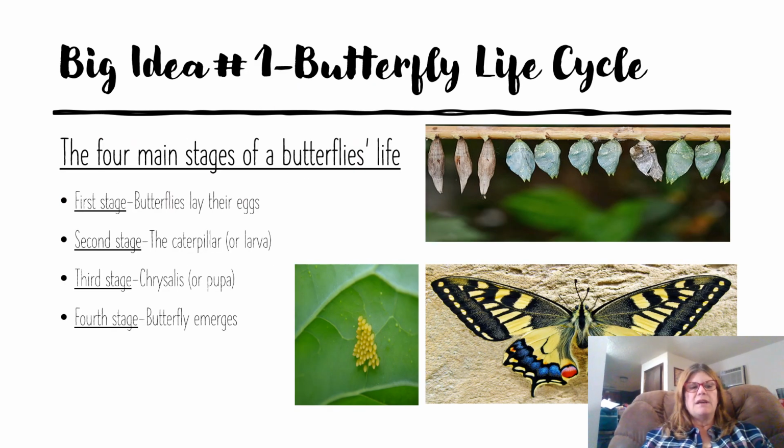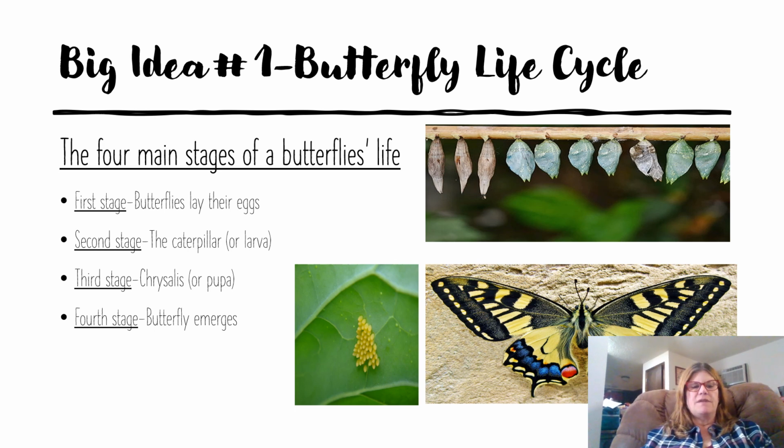The first big idea is the butterfly life cycle. The four main stages of the butterfly's life are: the first stage is that the butterfly lays their eggs. The second stage is the caterpillar or larva. The third stage is the chrysalis or pupa. And the fourth stage, the butterfly emerges. The life cycle of the butterfly is actually very fascinating.